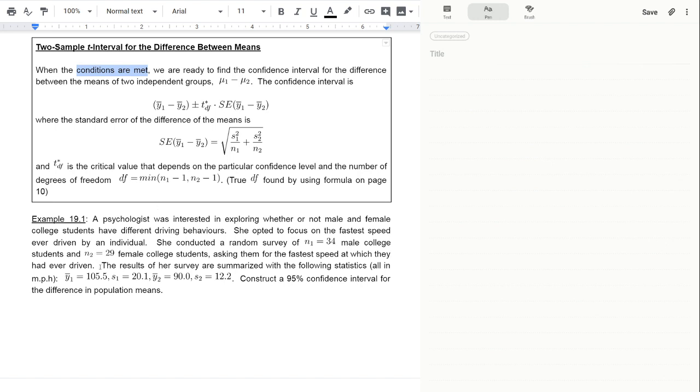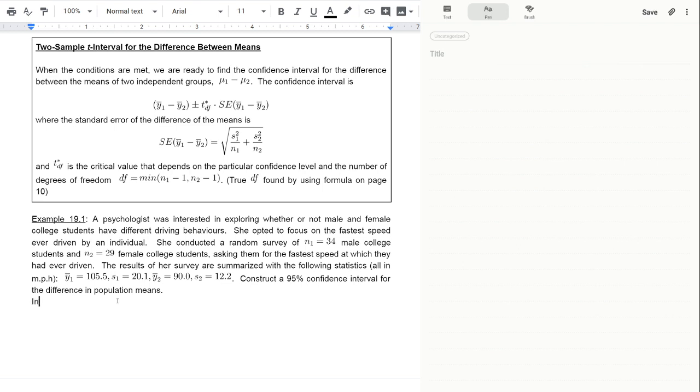For the male drivers, we have a mean speed of 105.5 miles per hour with a standard deviation of 20.1. And for female drivers, we have an average speed of 90.0 miles per hour with a standard deviation of 12.2. So let's construct a 95% confidence interval for the difference in population means. Okay, so the first thing we'll do is check the assumptions and conditions required for the confidence interval.